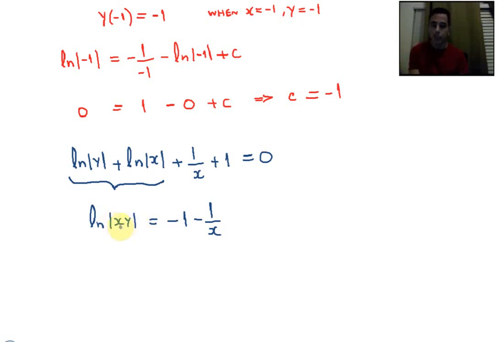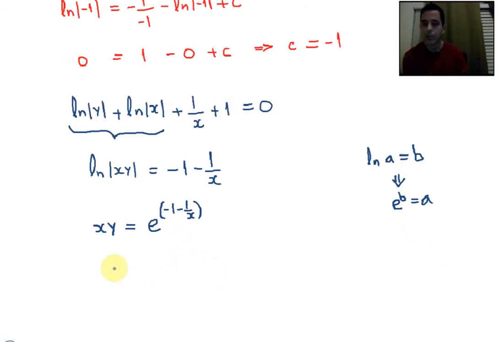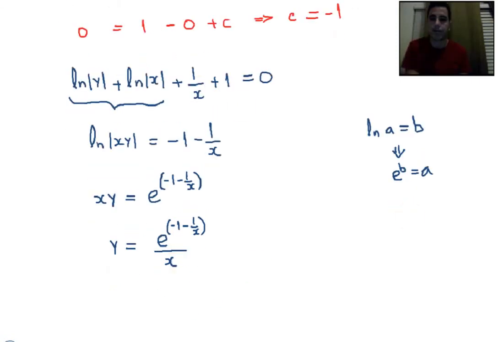Now, how do we solve for xy? Well, if I have natural log of a equals b, this really means that e raised to b equals a. So I can actually write xy equals e raised to negative 1 minus 1 over x. So my y here is e to the (negative 1 minus 1 over x), divided by x.